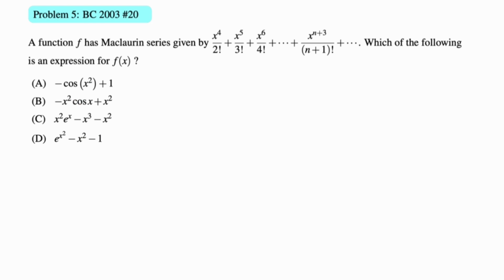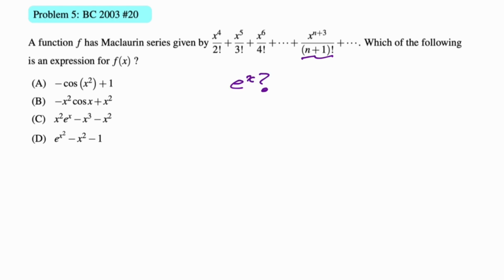We've got a function f that has Maclaurin series given by x to the fourth over 2 factorial, plus x to the fifth over 3 factorial, x to the sixth over 4 factorial, and so on. Then we have x to the n plus 3 over n plus 1 factorial. When I'm doing these kinds of problems, what I focus on immediately is the factorial, because the Maclaurin series that you have memorized all have different denominators. So e to the x has just n factorial, sine has the quantity 2n plus 1 factorial, and cosine has the quantity 2n factorial.